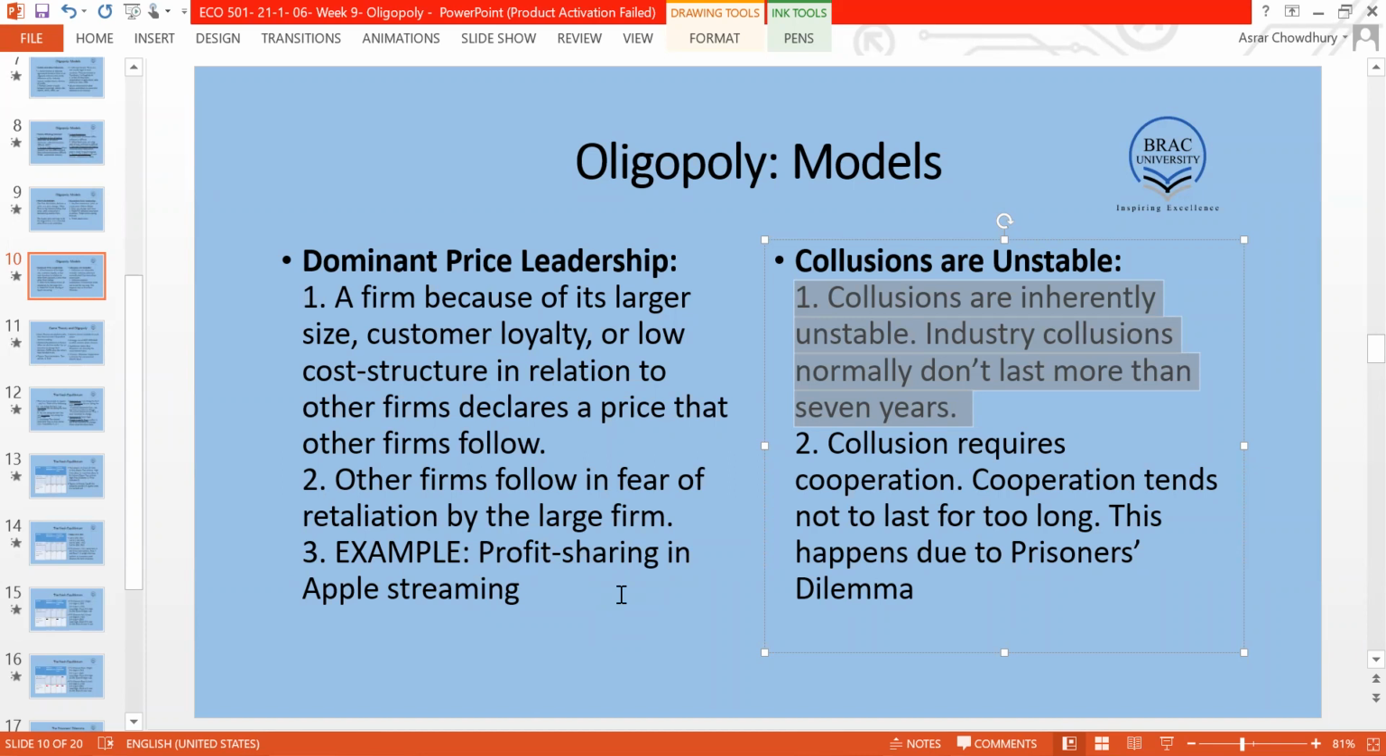The strong one can become weak. The strong one can even become stronger. Okay, so what happens? The longer the time frame, these collusions don't exist. Collusion requires cooperation to happen. Cooperation normally doesn't tend to last too long. This happens due to the prisoner's dilemma, which we will be discussing later.